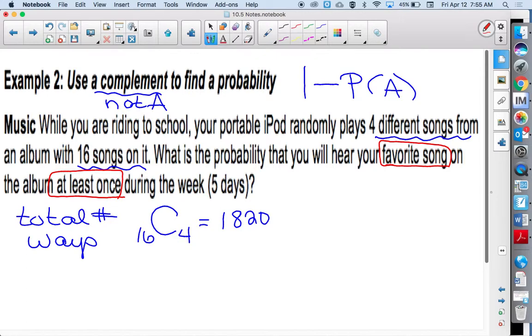Like one or more times. One or more times. So maybe I hear it 1 time, 2 times, 3 times, 4 times. I could possibly hear it 1,820 times if I had the amount of time. So the reason we're using complements is because at least once means a whole bunch of times. And finding the probability of essentially a value that's pretty large would take a lot of work. So we're going to use the complement, and instead of finding the probability of at least once, we're going to find the probability of not hearing the song.